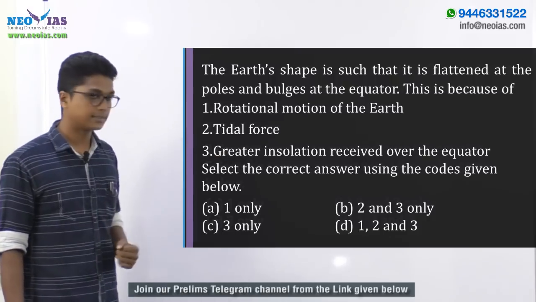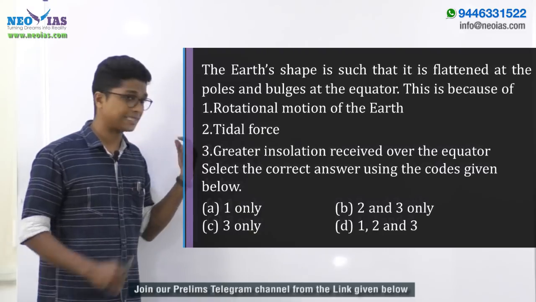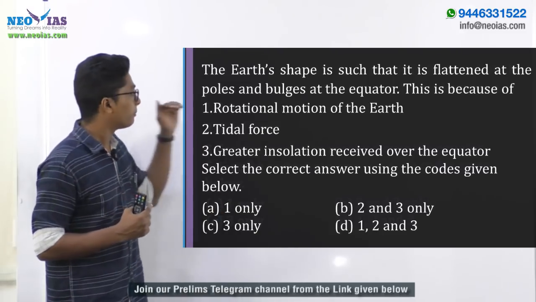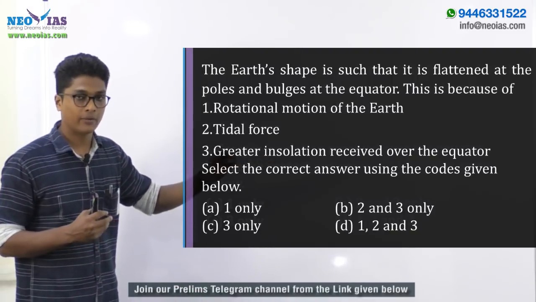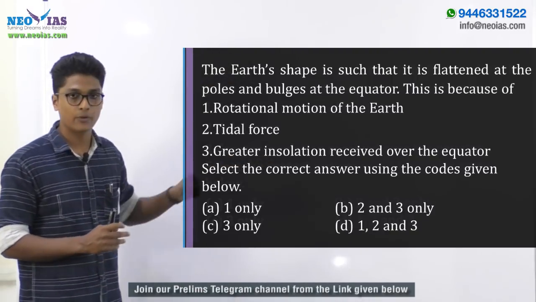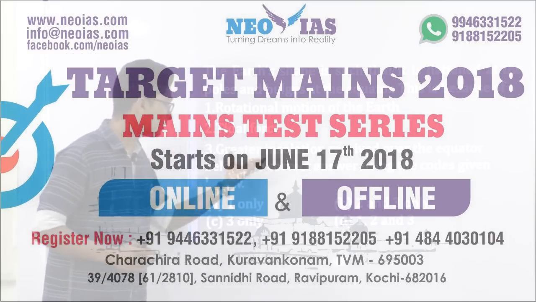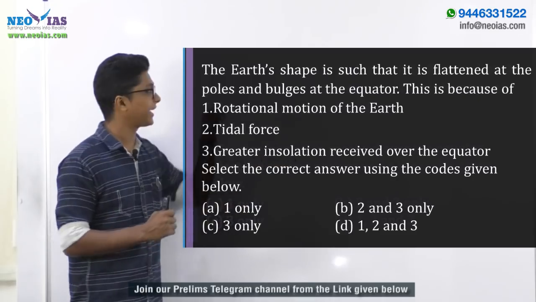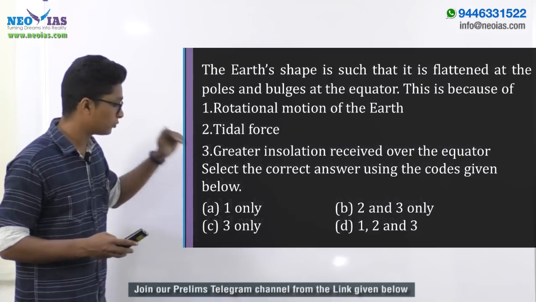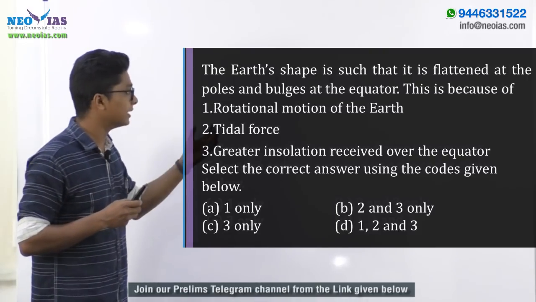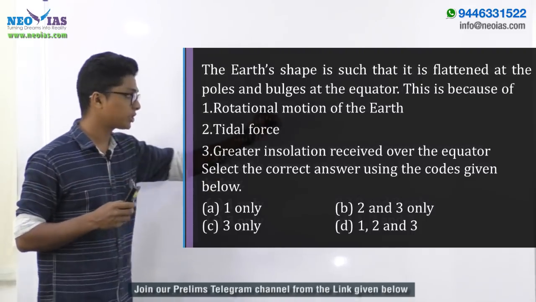Now again going through the third statement, greater insolation received over the equator. This statement separately is a correct statement, but thinking of it from the perspective of the question, the greater insolation received over the equator cannot create this bulge because it is again a negligible force. The expansion resulting from the greater insolation cannot create the bulge. For that reason, the answer comes out as A, which is 1 only. So why is the shape of the earth flattened at the poles and bulged at the equator? The answer is rotational motion of the earth.